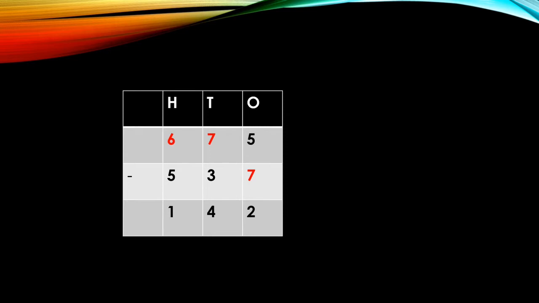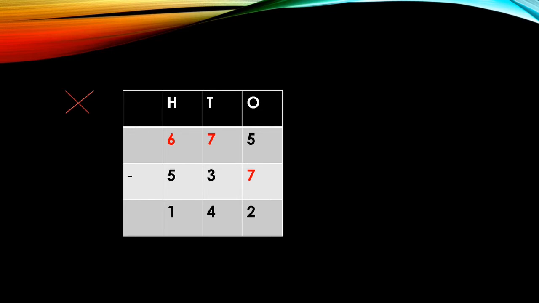But in the case of the ones place, the smaller number is written on top and the bigger number is written below, and the answer written is 2. Is it correct or not? This is a very wrong answer. We cannot write like this. We cannot subtract 7 from 5 because 7 is the larger number and 5 is the smaller number.